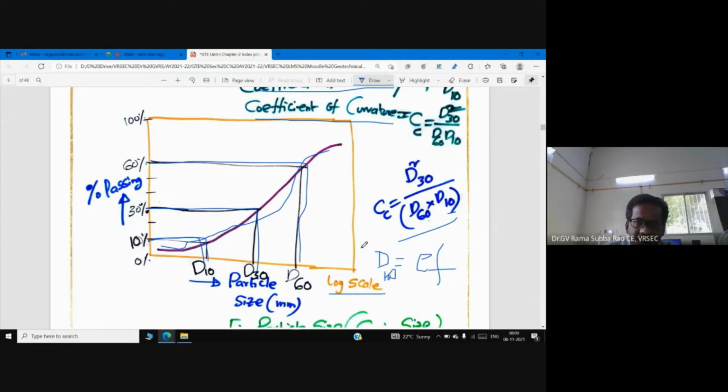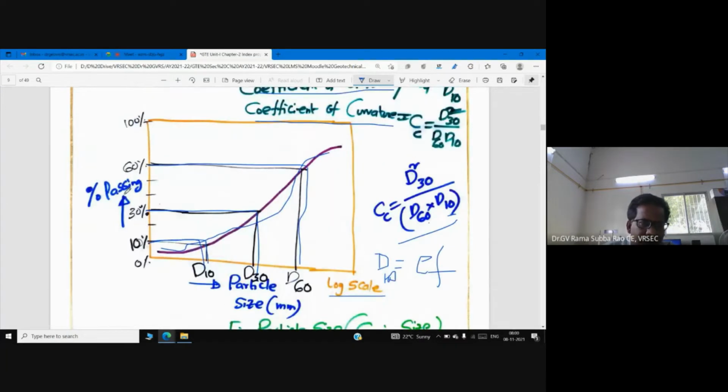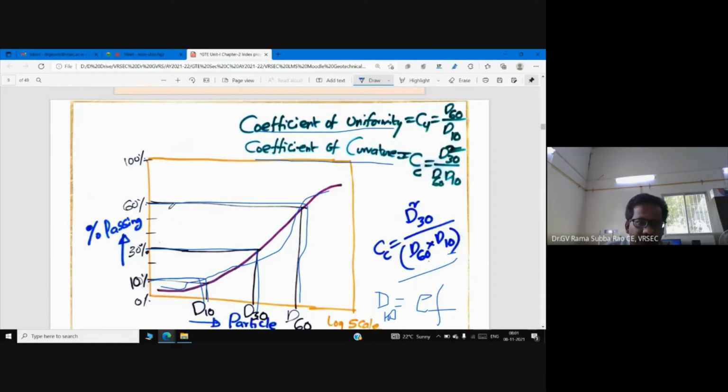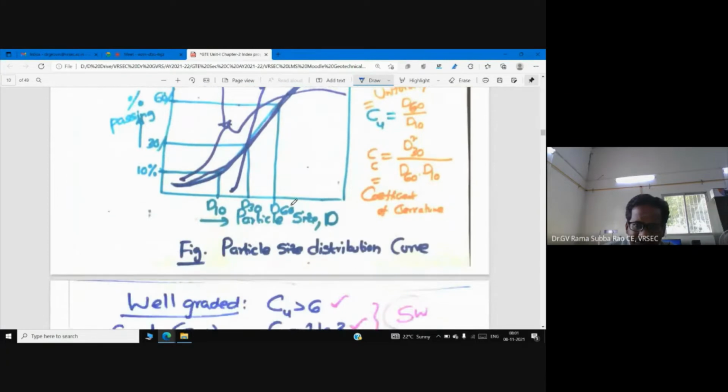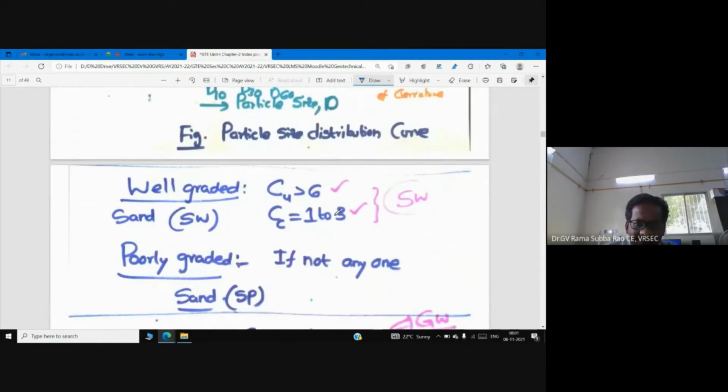So this is the way we plot the curve between percentage passing and particle size. This distribution curve is called the gradation curve, also called the particle size distribution curve, also called the grain size distribution curve. Ultimately, we are trying to find Cu and Cc. Now let us discuss the benefit of knowing Cu and Cc. See, if Cu is greater than 6 and Cc is between 1 and 3, then it is well graded sand.